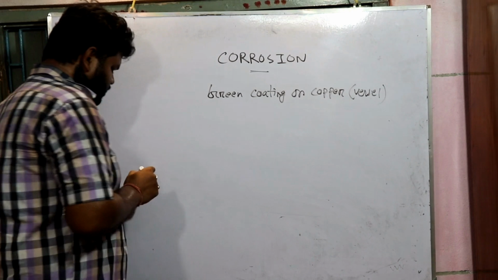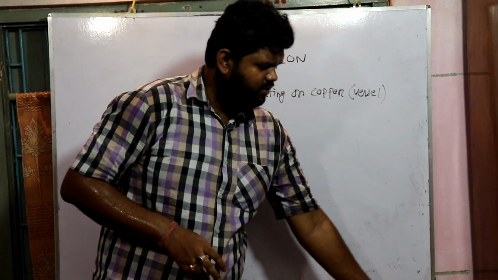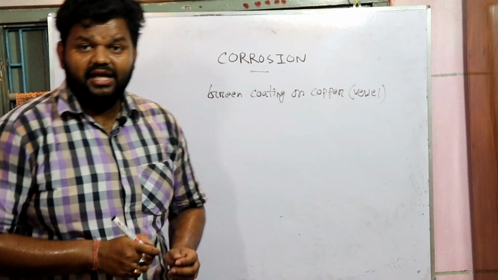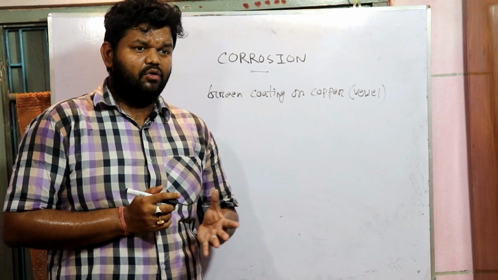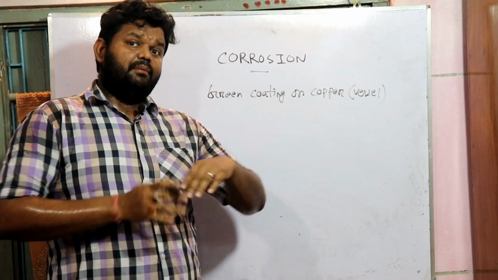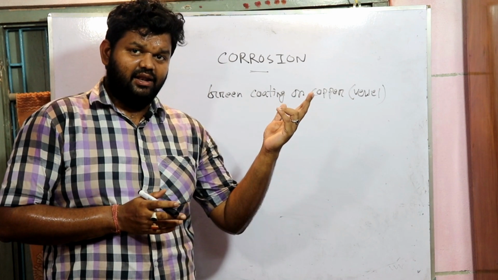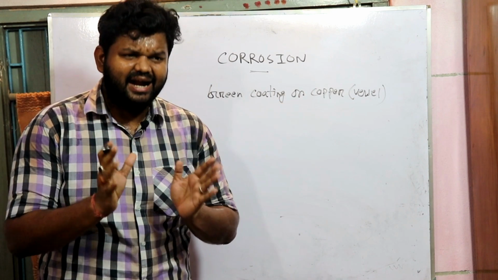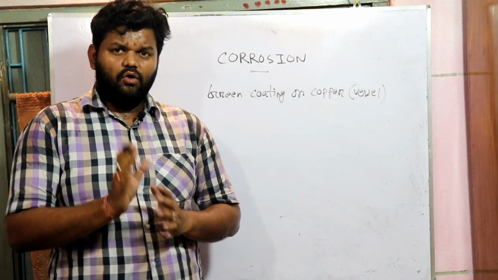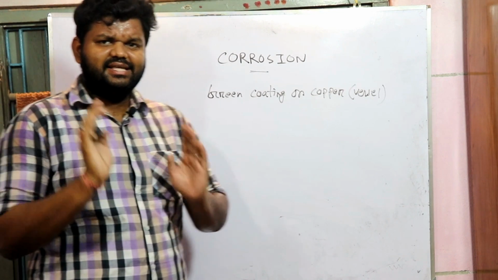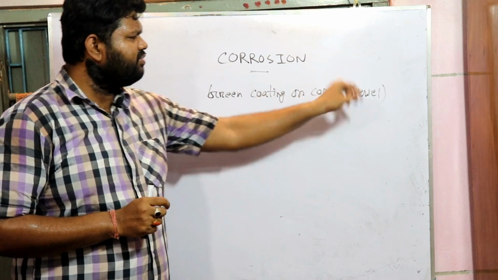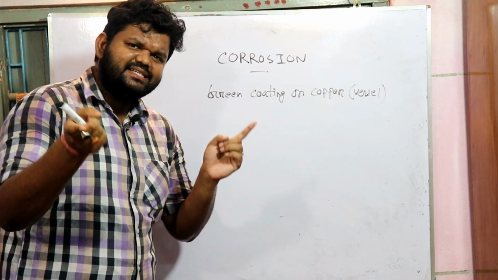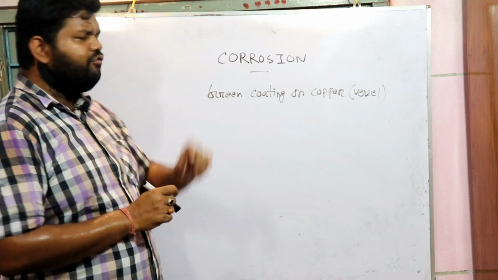Okay, if you have a copper vessel at your home, then you can definitely go through it. The old copper vessel which is not generally used in our home, just see that there is a very fine green coating on that copper vessel, and this is another very good example of corrosion.